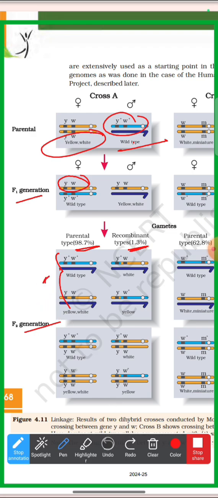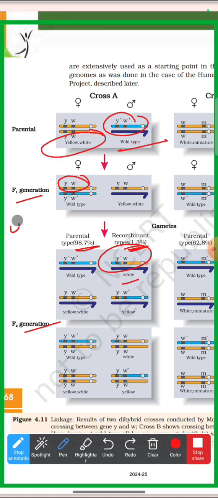But if we see the other side, under the recombinant type section, we have Y plus and W, which doesn't match with the parents, which is only white, and there is no parent of such kind. And then we have Y and W plus, which leads to yellow, and again we do not have any such parent. Now we can see that Y plus and W is white.